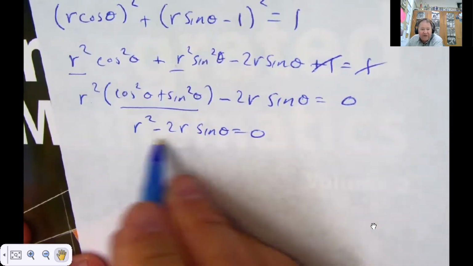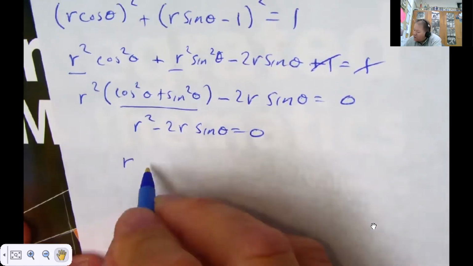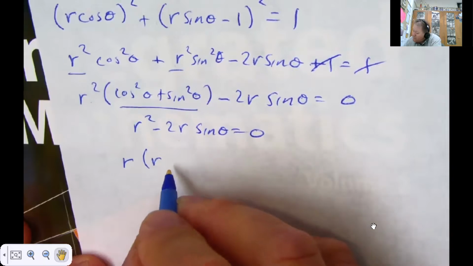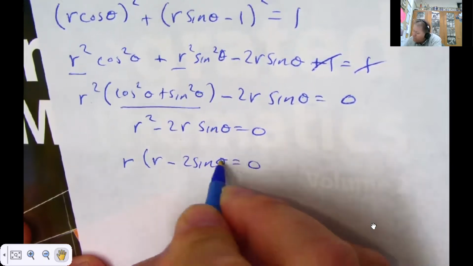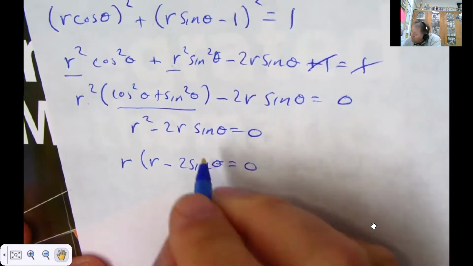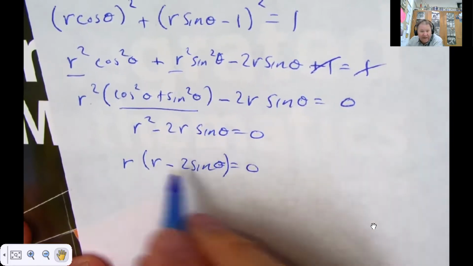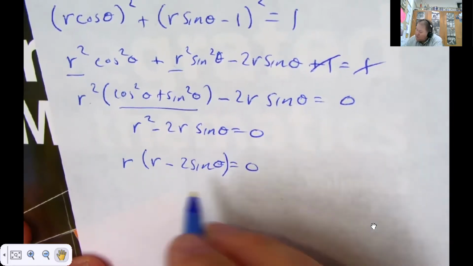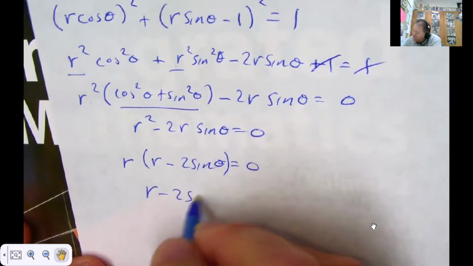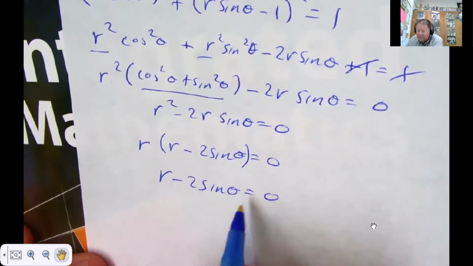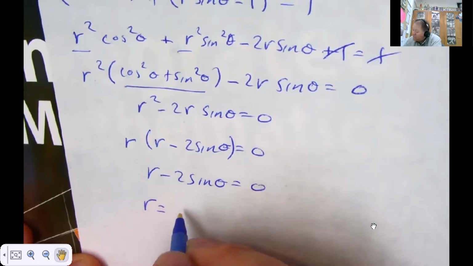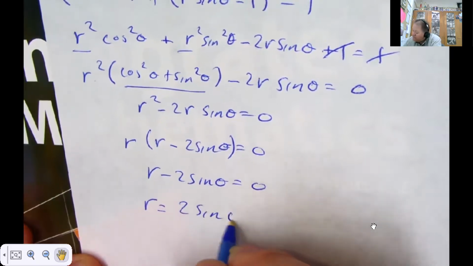And now we can factor out an r out of each of these. r times r minus 2 sine of theta equals 0, in that bracket. And then I can divide both sides by r. And I get r minus 2 sine of theta equals 0. And then I can add 2 sine of theta, and we get r equals 2 sine of theta.